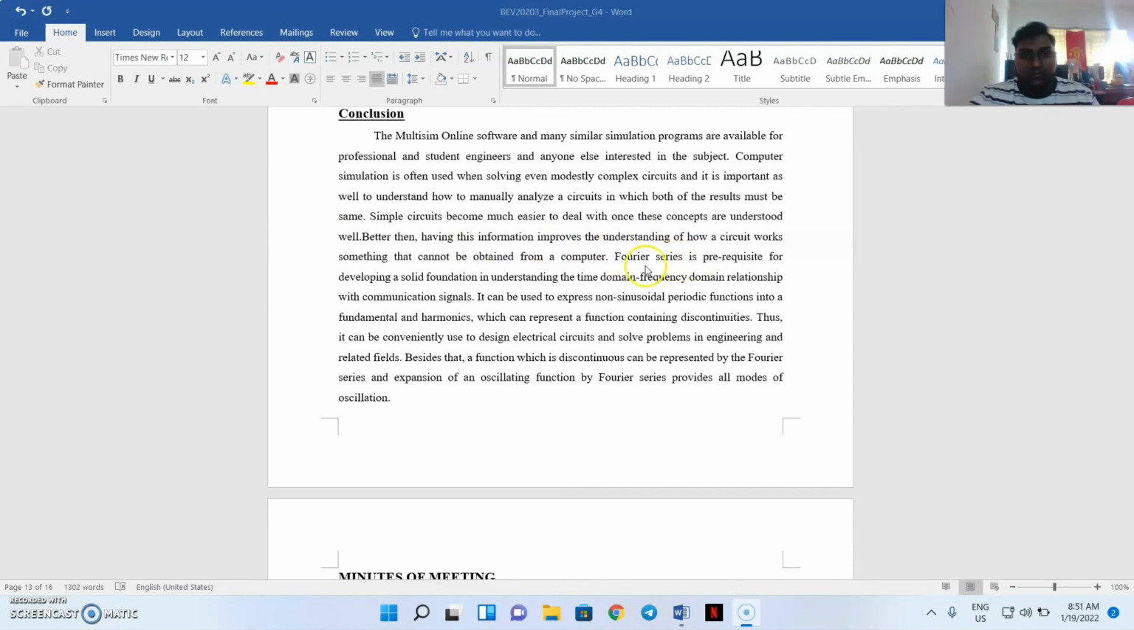The Fourier series is a prerequisite for developing a solid foundation in understanding the time domain and also the frequency domain relationship with good communication signals. It can be used to express a non-sinusoidal periodic function into a fundamental and harmonics, which can represent a function containing discontinuities. So a function which is discontinuous can be represented by the Fourier series. An expansion of an oscillating function by a Fourier series provides all the modes of the oscillation.